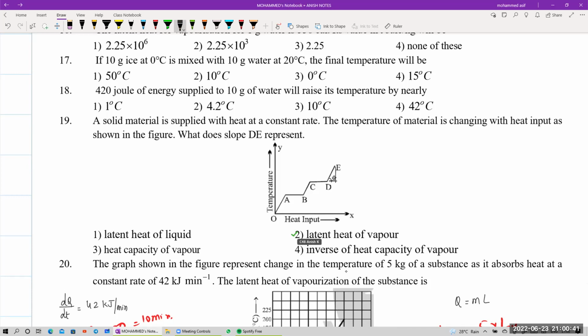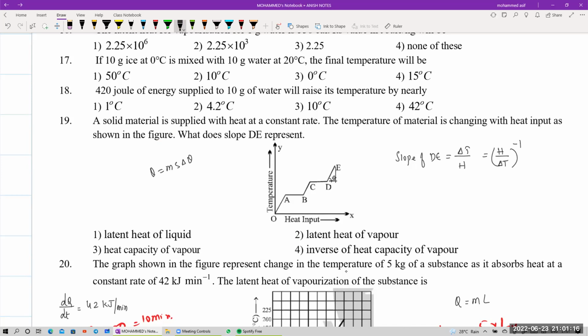Temperature divided by heat, because this is the graph between temperature and heat input. See the graph, temperature on the y-axis and heat on the x-axis. What is the slope of this one? Slope of dE will be equal to y by x. Y means change in temperature divided by heat. Change in temperature divided by heat, I can even write this one as heat divided by temperature to the power of -1. Heat divided by temperature means what for me? For me the relation Q is equal to m into s into delta theta.